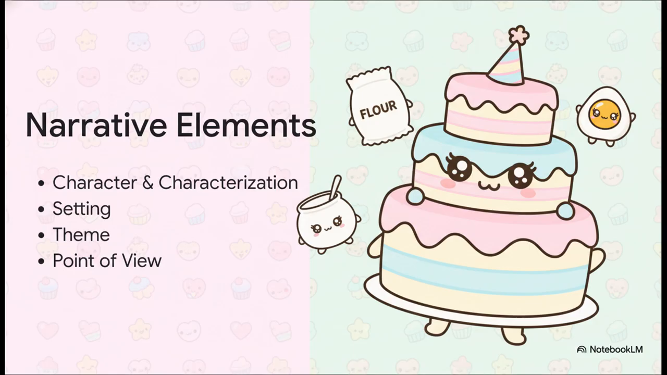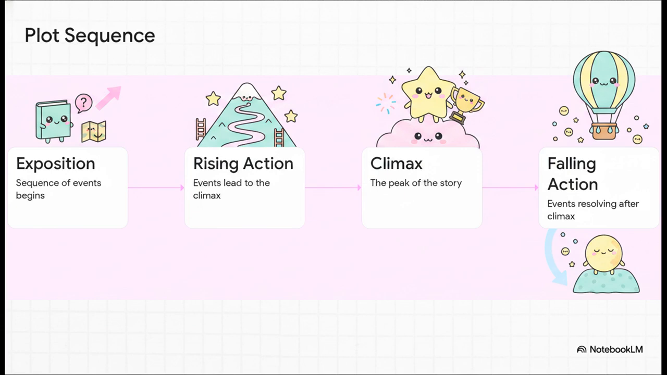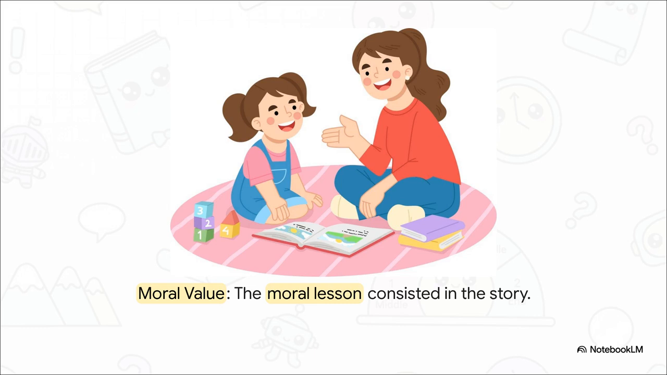Think of story elements like cake ingredients. You need characters, a setting, a theme, and point of view. The plot sequence mixes these ingredients, building from the exposition through the climax to the falling action. Ultimately, we're left with a moral value.